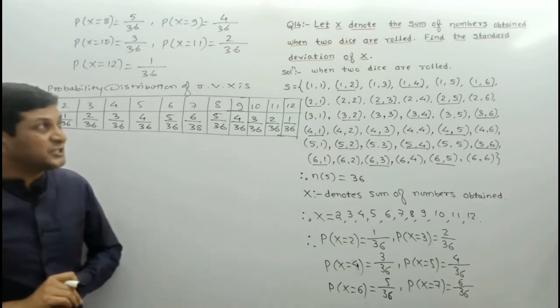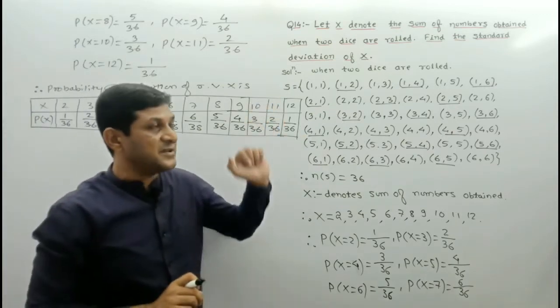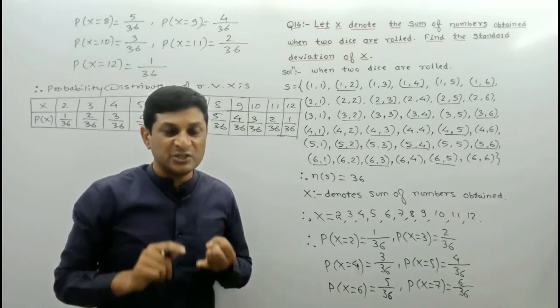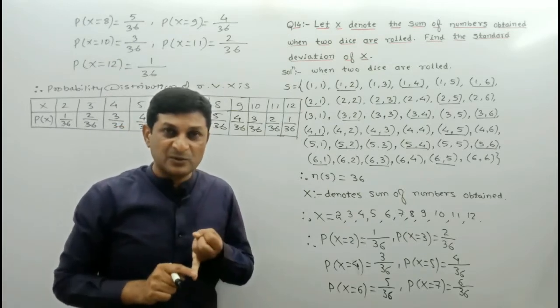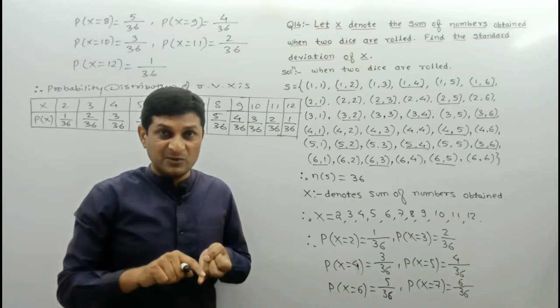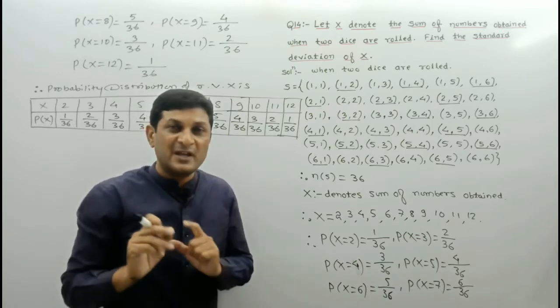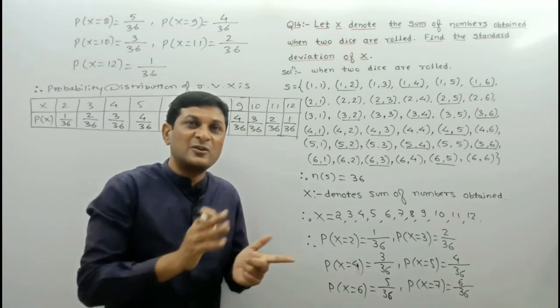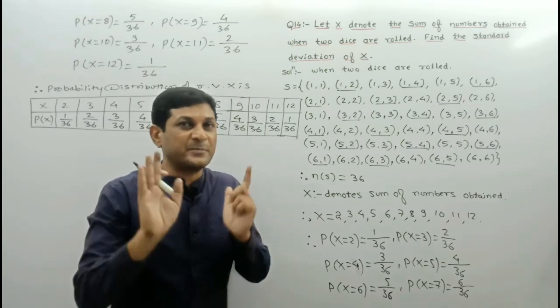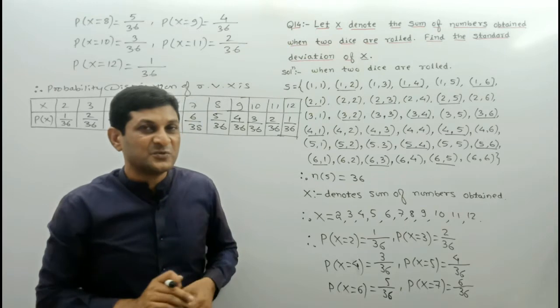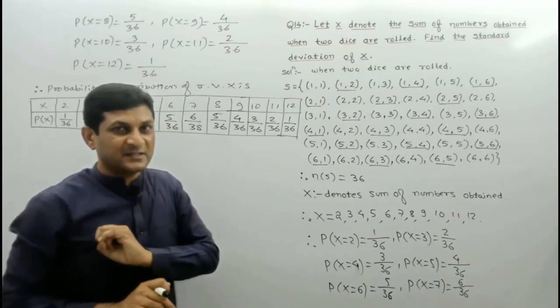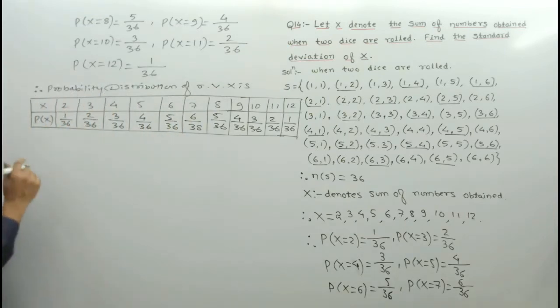Now what is our question? The question is to find the standard deviation. To find the standard deviation, we will require E of x, then the variance, and to find the variance we will require the value of E of x square. If we take the square root of the variance, we will obtain the standard deviation. So first we have to find E of x. Let us find E of x here.